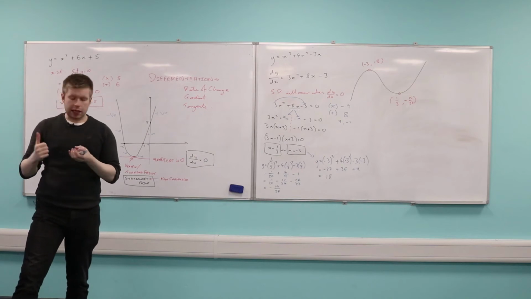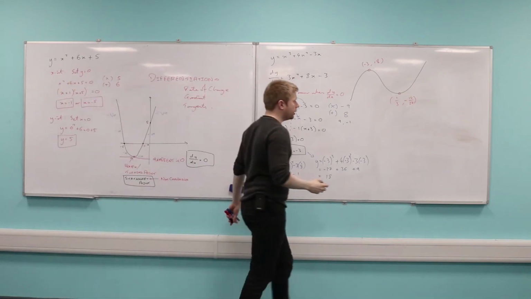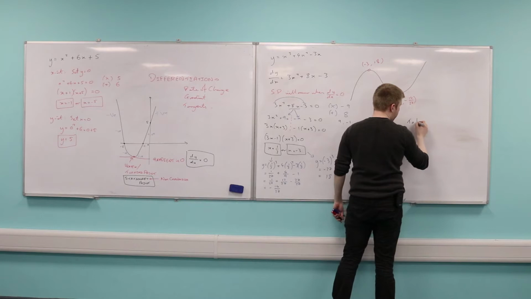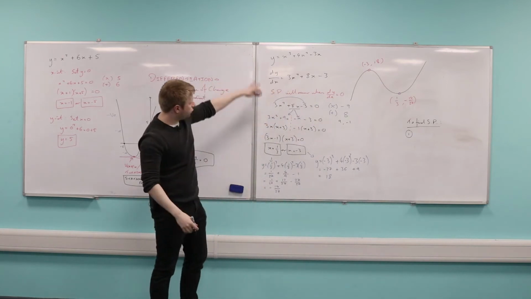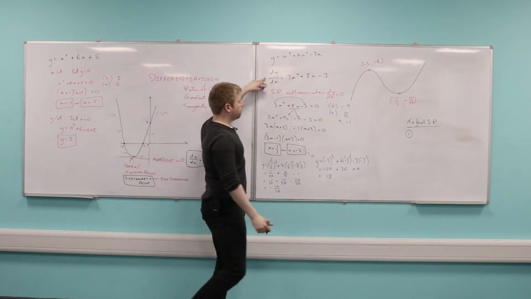Remember, the process is the same. In fact, I can write it down as a recipe. So I can say, to find stationary points. Okay, what's the first step? What do we need to do first? Differentiate the equation. Differentiate it.